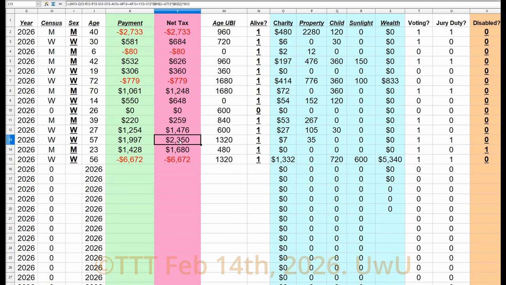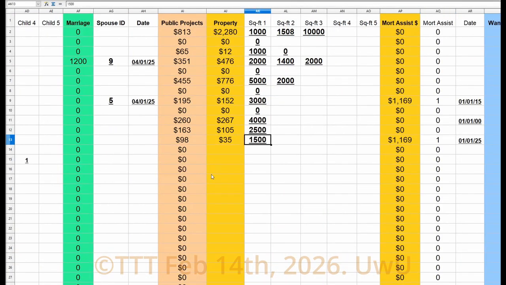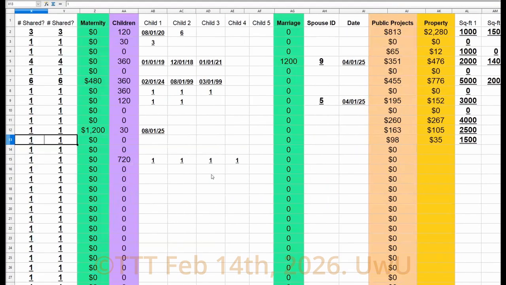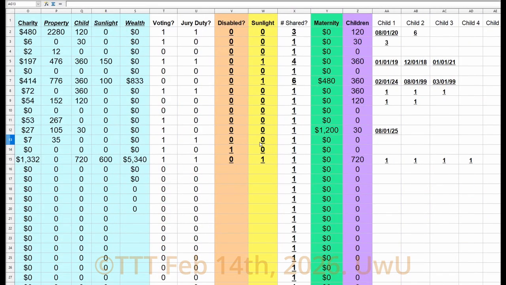Like this guy. Why are you getting $2,000 a month? Why are you getting so much money? He pays no taxes. $7 charity tax. What? So he pays 35 plus 98. Why is the large public projects not included in here? Oh, I think it is. It's just not included in the charity tax. You could include the charity tax with the large public projects.